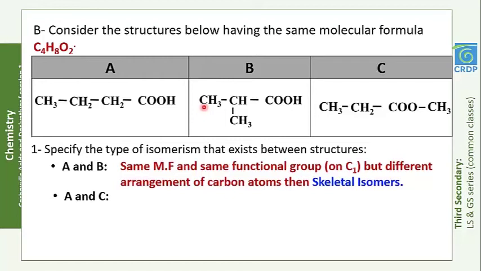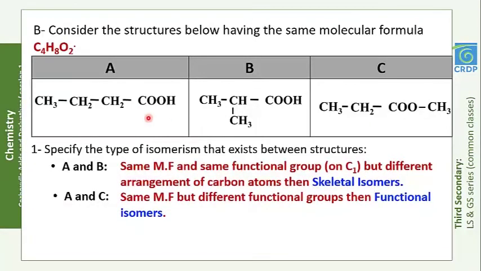A and C. What is the type of isomerism between A and C? Take a look, please. They have same number of carbon atoms, but what? Different functional groups. This is a carboxyl group. This is an ester group. Different functional groups. We say they are what? Functional isomers. Okay. Can we have positional isomers?